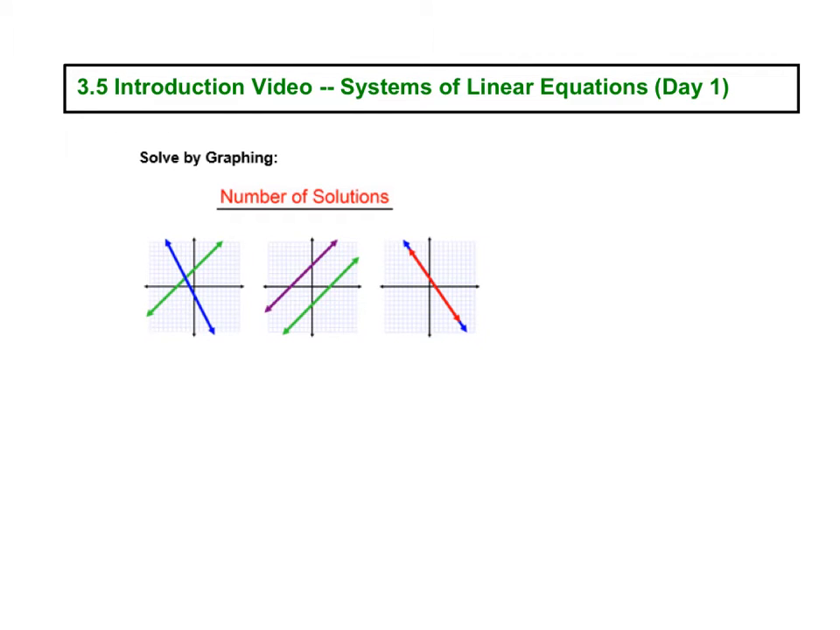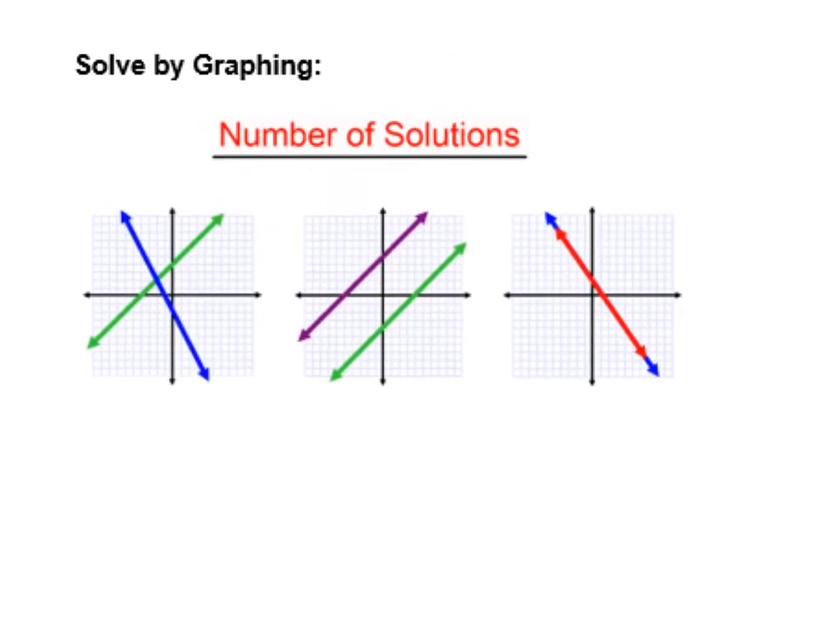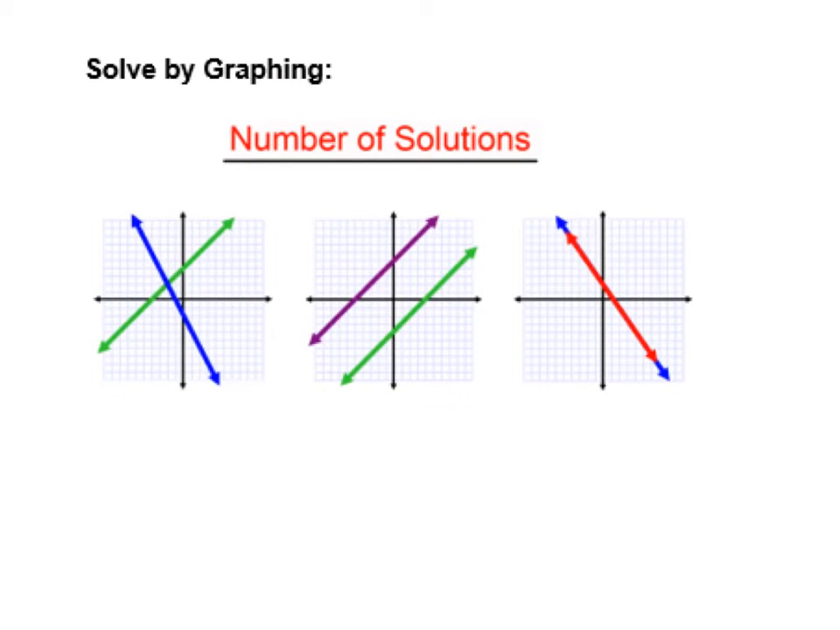We're going to be looking at systems of linear equations in lesson 3.5. We actually have 3 ways to solve a system. In this lesson, we're going to focus on 2 of them. So first, we can solve a system by graphing. What that means is you graph both lines. By the way, a system is 2 or more linear equations put together.